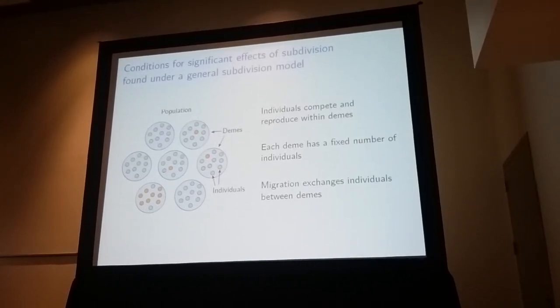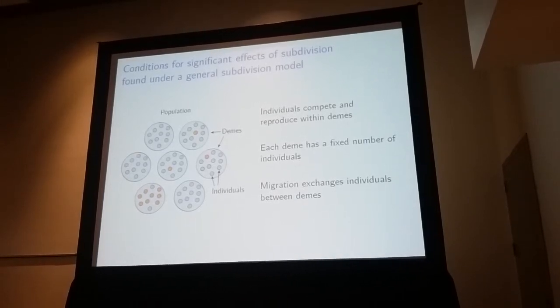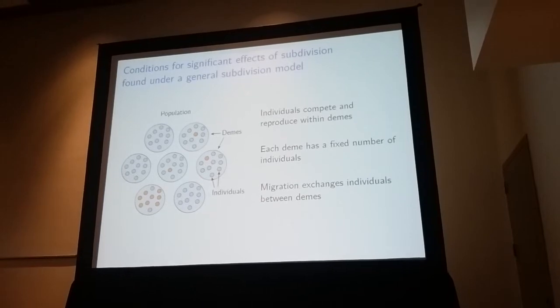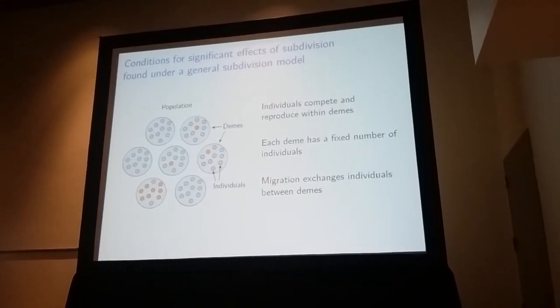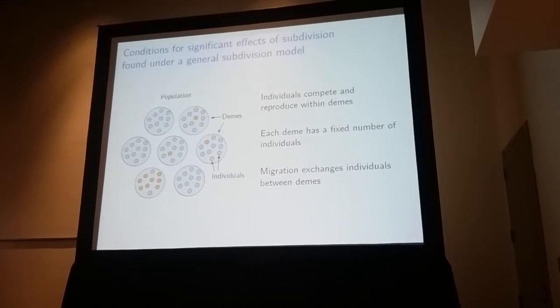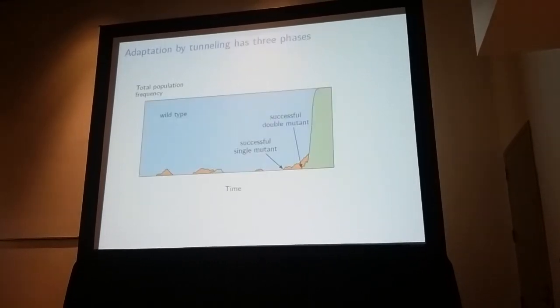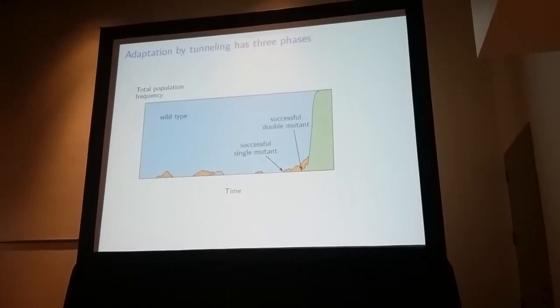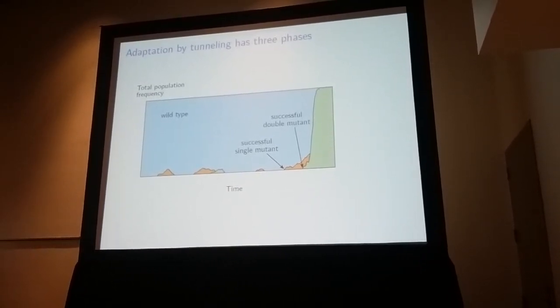So these assumptions are collectively known as soft selection and conservative migration, but I'm not going to make any assumptions about a specific pattern of migration or specific sizes of demes. And so we can ask, in this very general situation, what is the effect of subdivision on valley crossing? To do that, it's useful to consider valley crossing by tunneling as being broken into 3 phases.